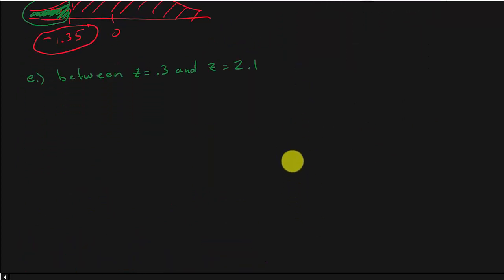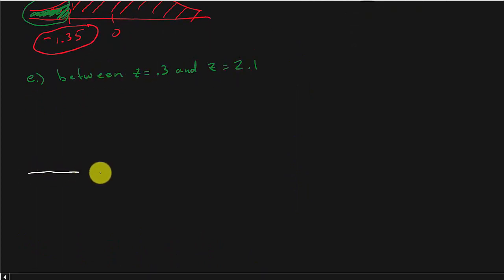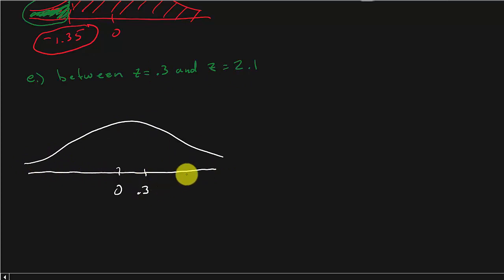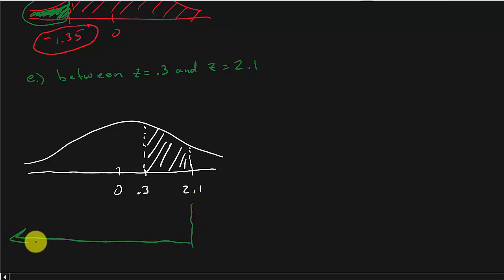All right, so this is the last one looking up. So we're looking up between two values. So let's draw our picture. There's 0, there's 0.3, and there's 2.1. And so we're looking for this area right here that's between them. All right. So now if we look up the 2.1, that gives us the area to the left. If we look up the 0.3, that gives us the area to the left of 0.3.